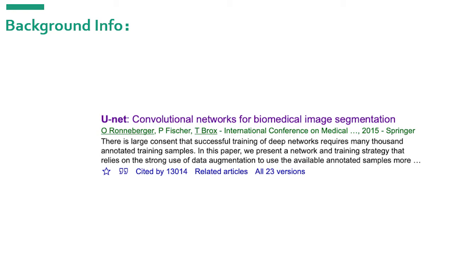The paper that we present today is published in Advances in Neural Information Processing Systems, one of the most prestigious AI conferences. So let's dive into this paper and see what's new in the extended version of U-Net.